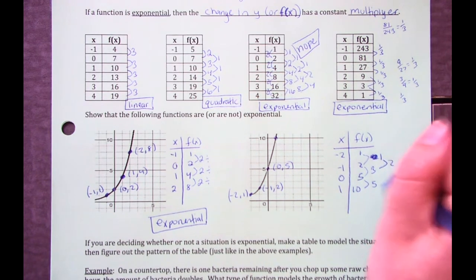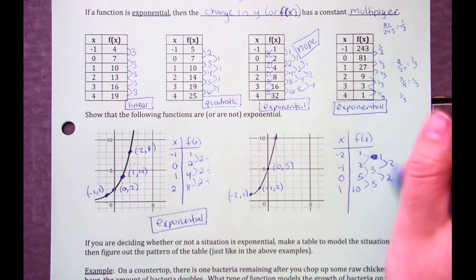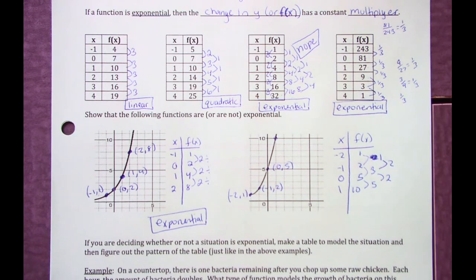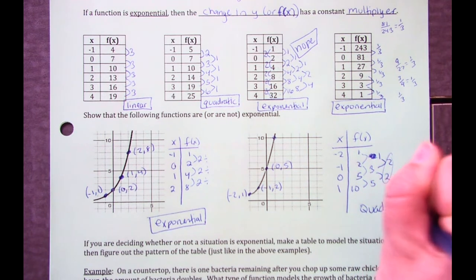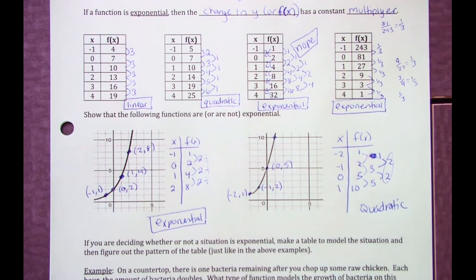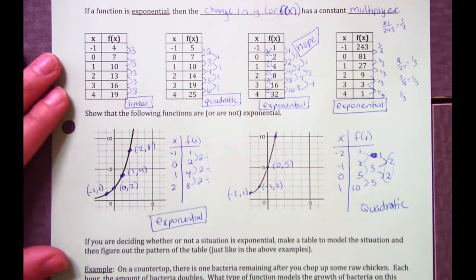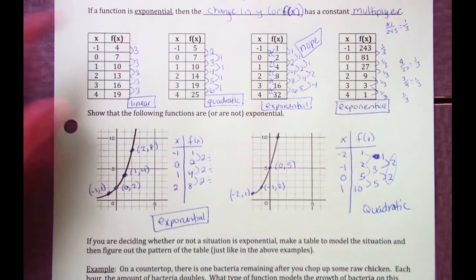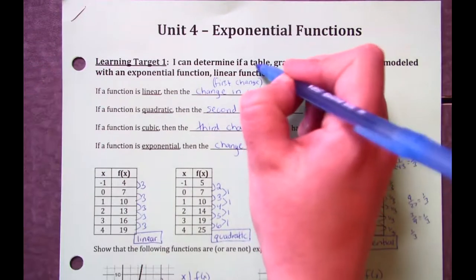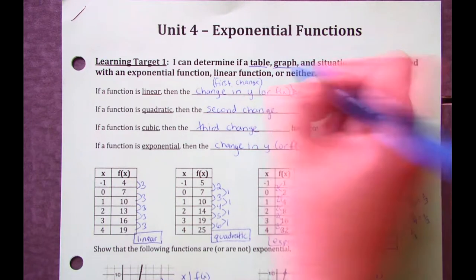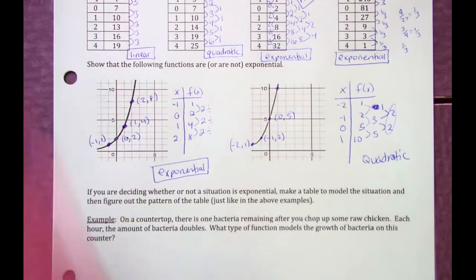3 minus 1 is 2, 5 minus 3 is 2. It does have a constant second difference, though. So because it has a constant second difference, we know that that function is quadratic. Now, we've talked about tables. We've talked about graphs. And our learning target says that we need to look at tables, graphs, and situations. So let's think about a situation.